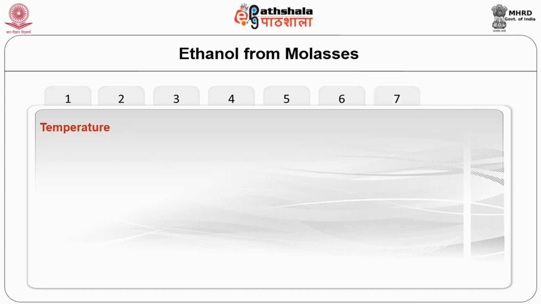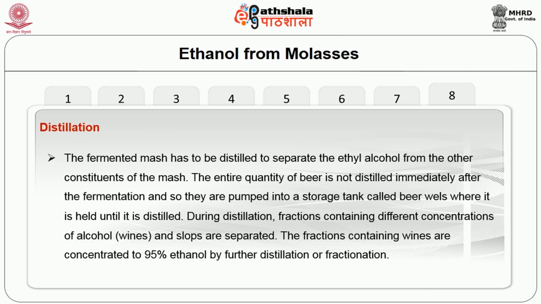The temperature, which is very important, where the mash is usually pitched at a temperature of 60 to 80 degrees centigrade. And distillation is another important step, where the fermented mash has to be distilled to separate the ethyl alcohol from the other constituents of the mash.